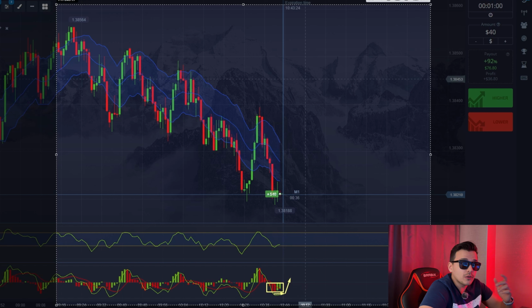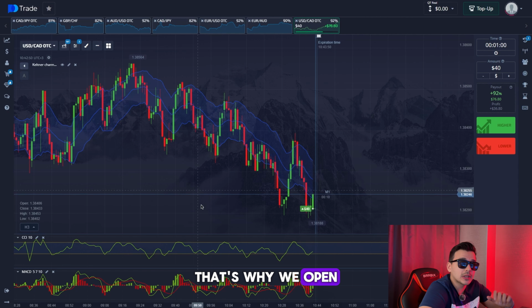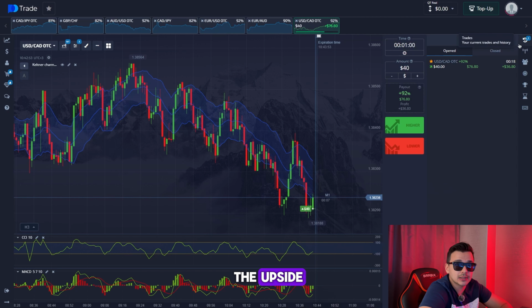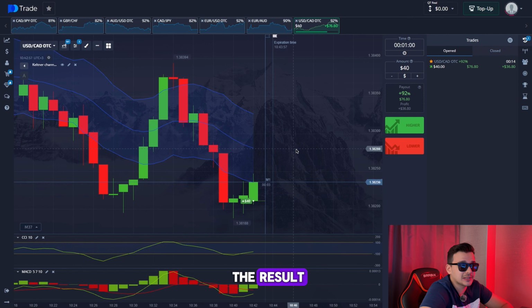I also observe the exit from the oversold area on our oscillator SSI. And we also have a movement that went to the outer part of the Keltner channel, yes. As I said, it formed its extremum point. That's why we open a trade here on the upside. We have about 15 seconds left. Let's watch the result.